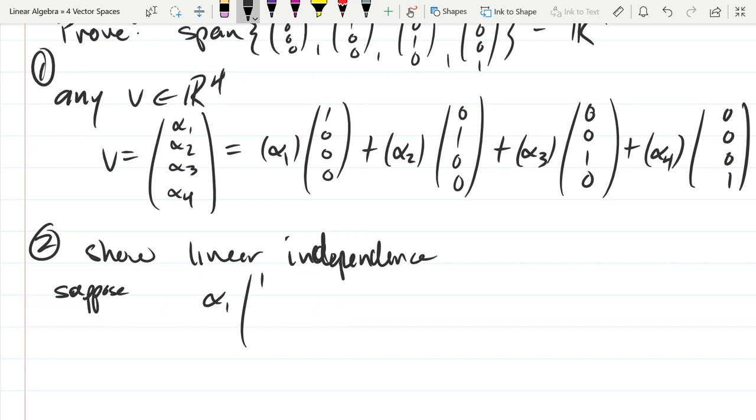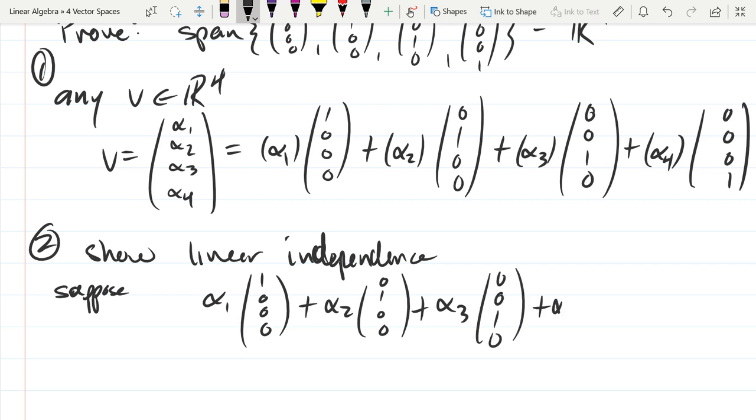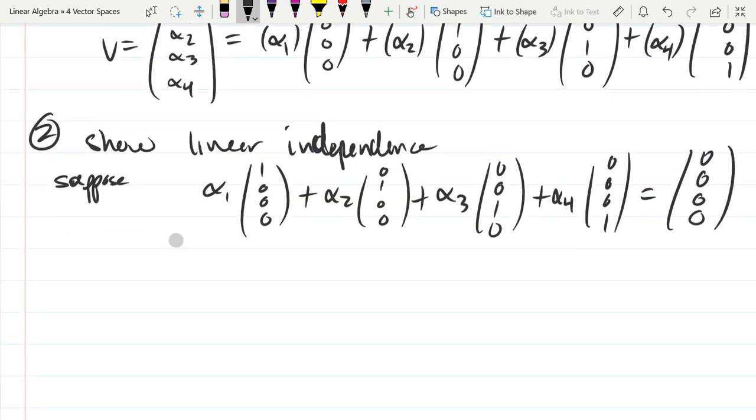that alpha 1 times (1, 0, 0, 0), plus alpha 2 times (0, 1, 0, 0), plus alpha 3 times (0, 0, 1, 0), plus alpha 4 times (0, 0, 0, 1), equals, what should this equal for linear independence? Zero. Linear independence is about what linear combination gives you zero. You're independent if there's only one combination that gives you zero, which is the trivial combination. So we're setting it intentionally to zero, and we're setting up a homogeneous system. This should have exactly one solution. I could put this into a matrix.